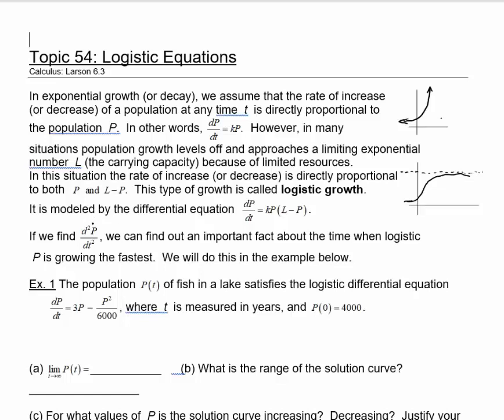So we can find the second derivative by taking the derivative of the first derivative, and that can also give us important facts about the time when logistic growth is the fastest, and we'll do this with an example from below.